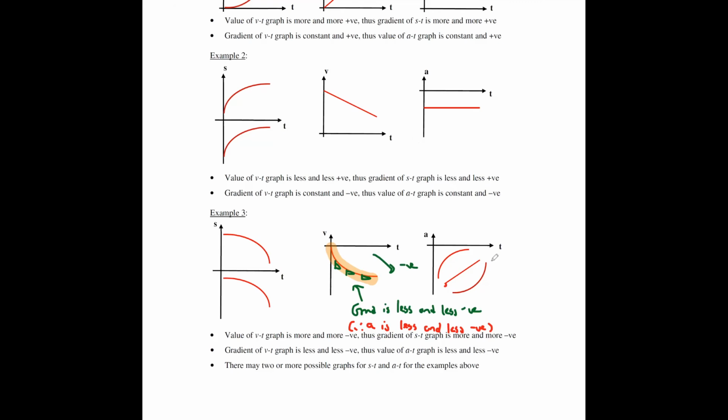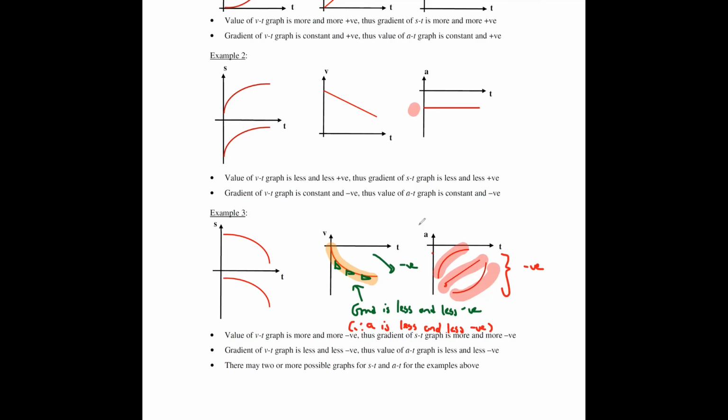Either you can say it as this or this or this. Okay, because I'm only concerned with the value, right? This one is giving me negative values of my A, but it doesn't tell me how the values are changing, how the gradient of the AT graph is changing. I only know that the value is becoming less and less negative. So it could be this graph, or this graph, or this graph. Okay, either one is actually correct to describe the variation.